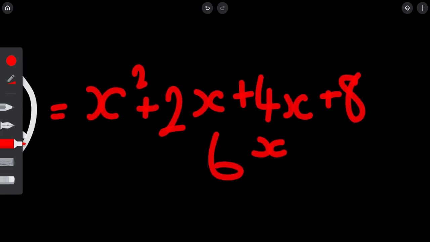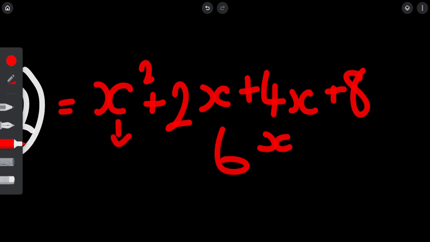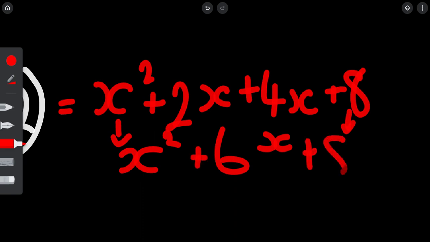Simple. And then we just move the x squared downwards and the 8 downwards. So it's going to be x squared plus 6x plus 8. And that's your answer.